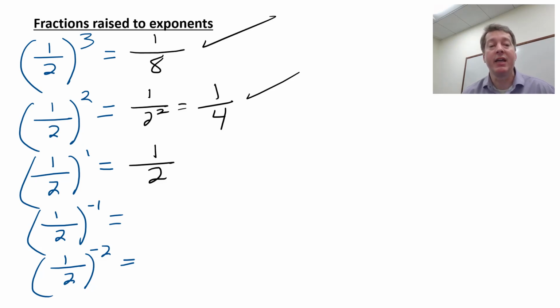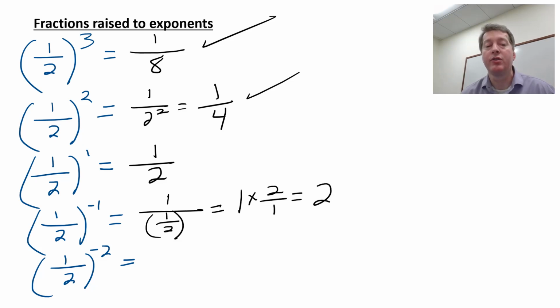How about 1/2 to the negative 1? So that is 1 over 1/2 to the positive 1. It's 1 over 1/2. Well, dividing by a fraction, remember that? That's the same as multiplying by the reciprocal of the fraction, the flipped over version of the fraction. So that is 1 times, not 1 over 2, but 2 over 1. That is 2. So 1/2 to the negative 1 is 2. So when you have a fraction raised to a negative exponent, the number actually gets bigger, not smaller. 1/2 to the negative 2, same as 1 over 1/2 to the positive 2.